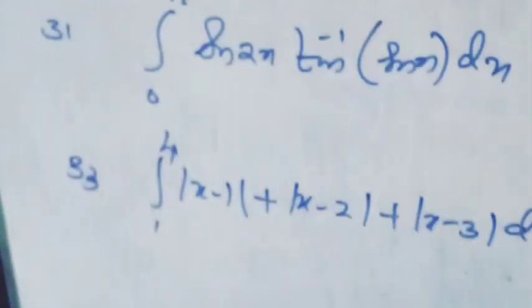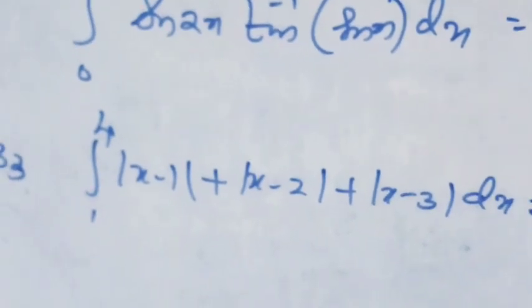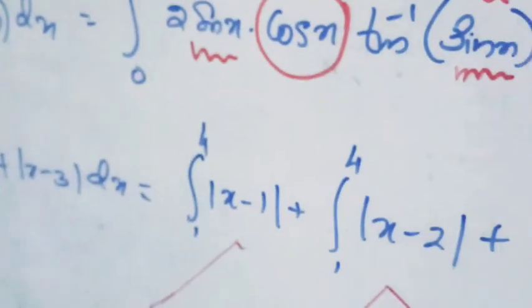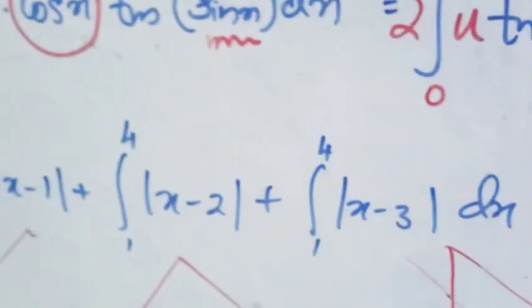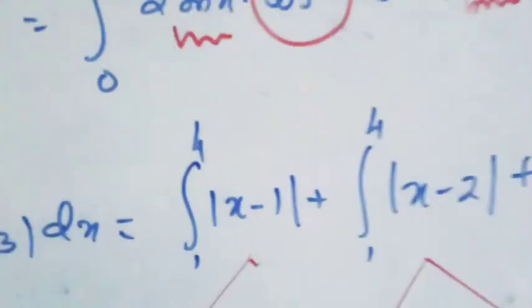And next question is question number 33. It's an important one. Integral 1 to 4 of mod x minus 1 plus mod x minus 2 plus mod x minus 3 dx. You split it: integral 1 to 4 mod x minus 1, 1 to 4 mod x minus 2, 1 to 4 mod x minus 3. And for the first part of that question, integral 1 to 4 mod of x minus 1.